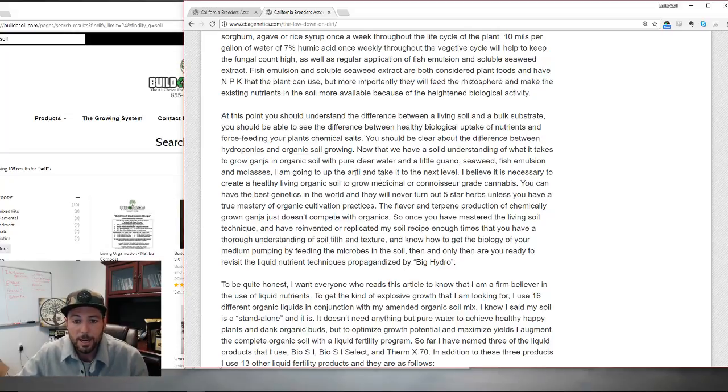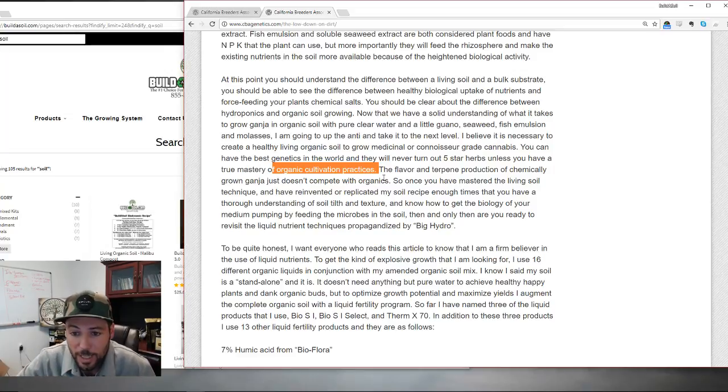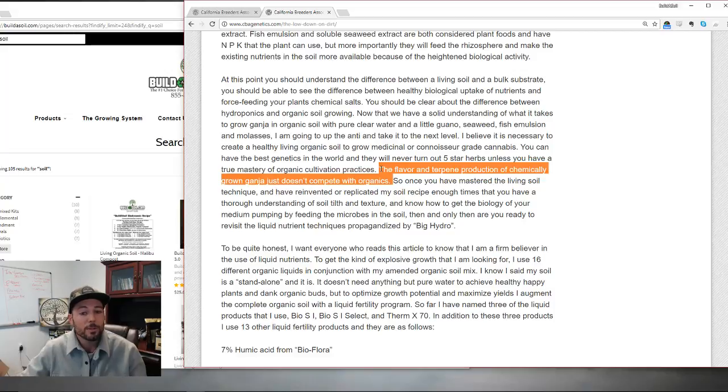I'm going to take up the ante and take it to the next level. I believe it is necessary to create a healthy living organic soil to grow medicinal or connoisseur grade cannabis. You can have the best genetics in the world and they will never turn out five-star herbs unless you have the true mastery of organic cultivation practices. I love it. The flavor and terpene production of chemically grown ganja just doesn't compete. And we can prove that. If you look at our Instagram, we have unbelievable terpene and all of the numbers on this cannabis grown in organic soil.